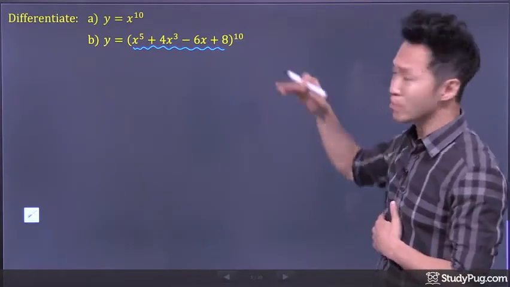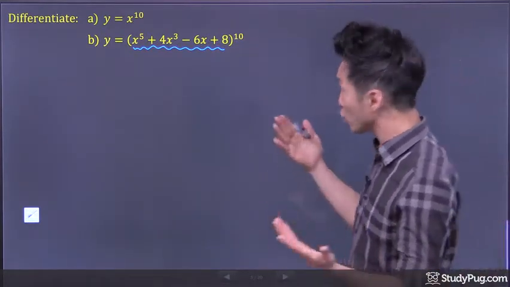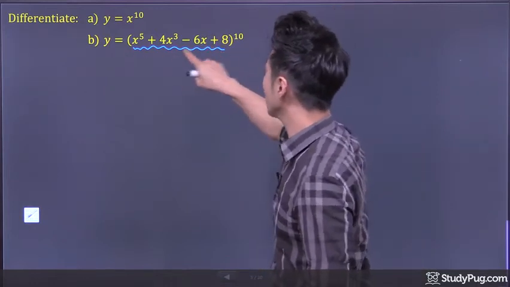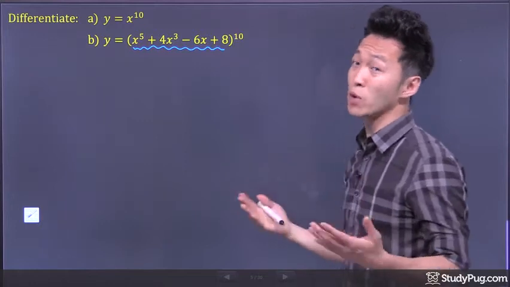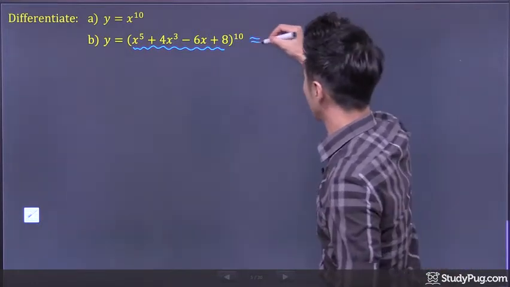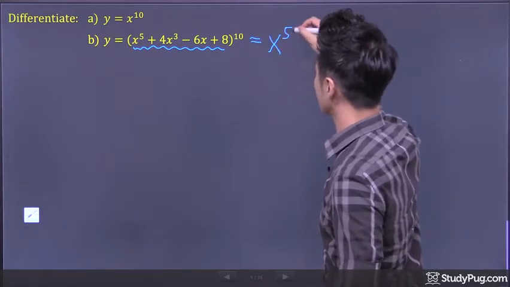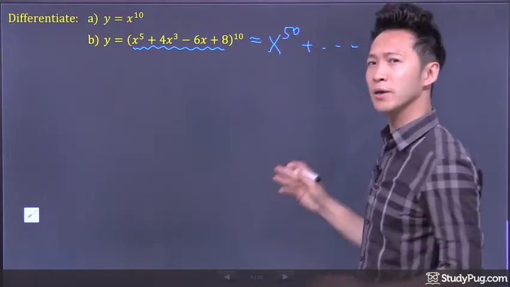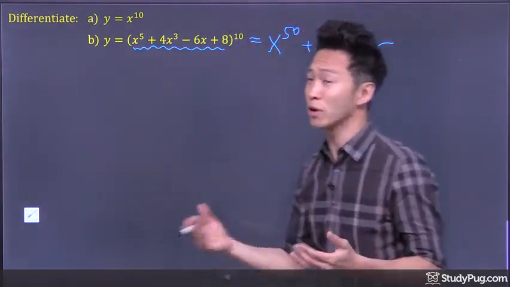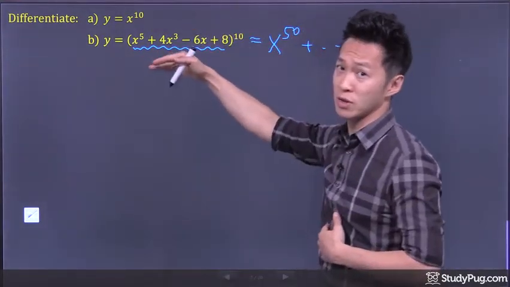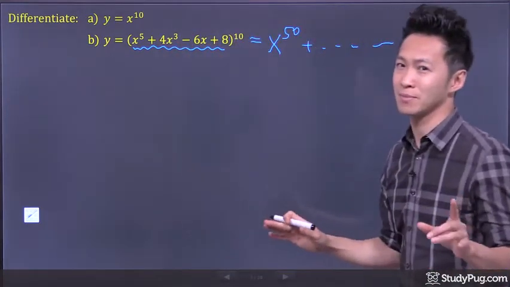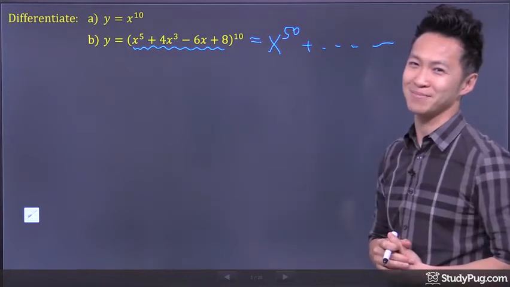Now, these two functions might look very different, because if we were to expand the second function, taking this long polynomial to the power of 10, we'll end up with a super long and ugly polynomial that starts with this term, x to the power of 50, and so on, right? However, in the eyes of chain rule, for finding their derivatives, these two functions are pretty much the same. And let me show you what I mean.